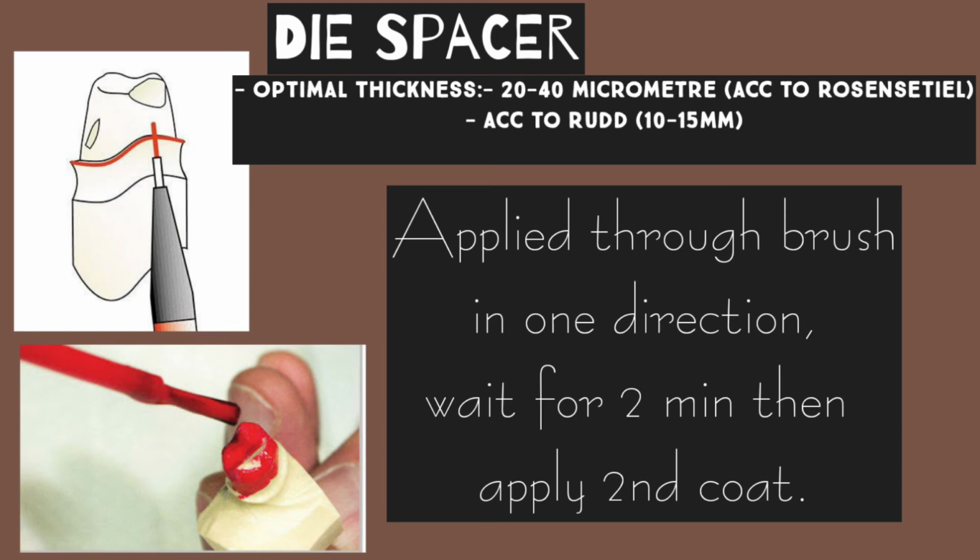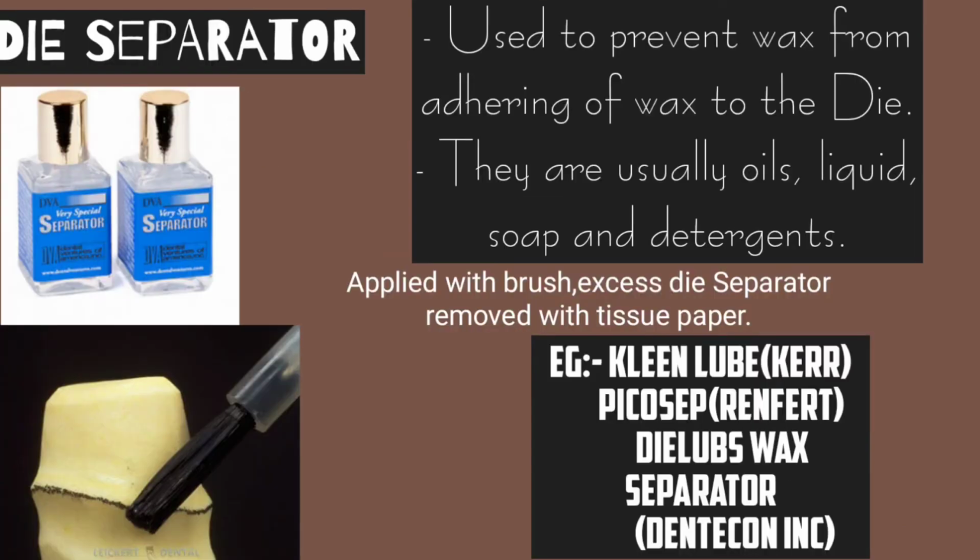For the luting agent. Third is our die separator. As the name says, the die separator is used to separate something. Here we use the die separator to separate the wax pattern from the die. Die separators are usually oils, liquid soap and detergent. They are applied with the help of a brush, and the excess die separator is removed with tissue paper.